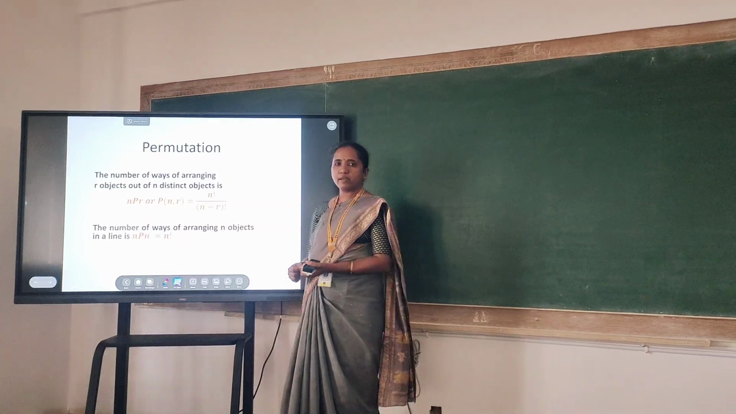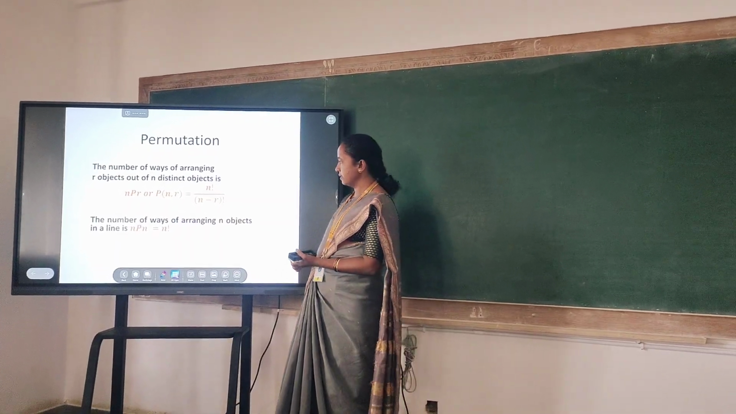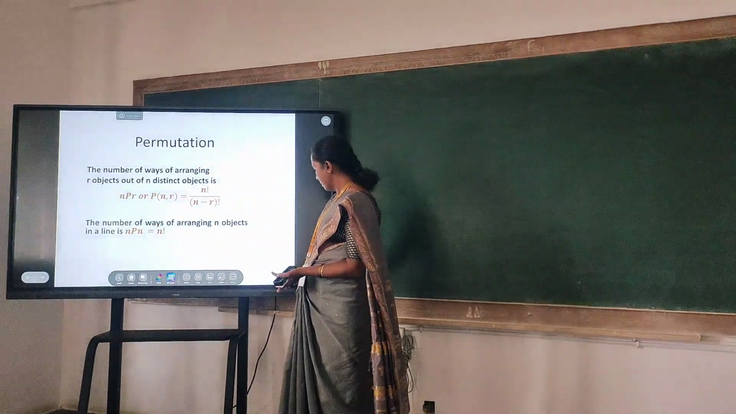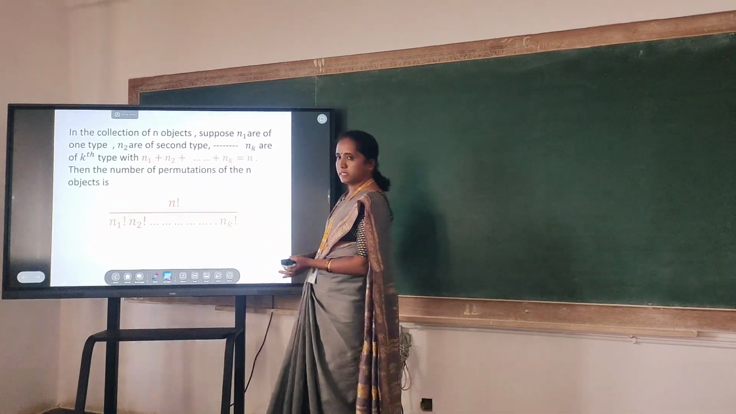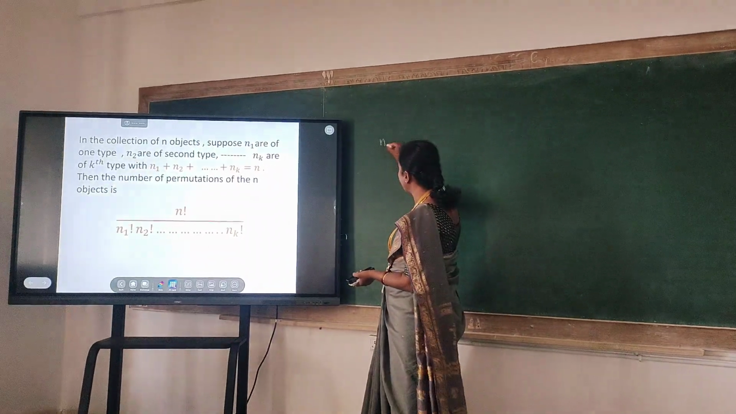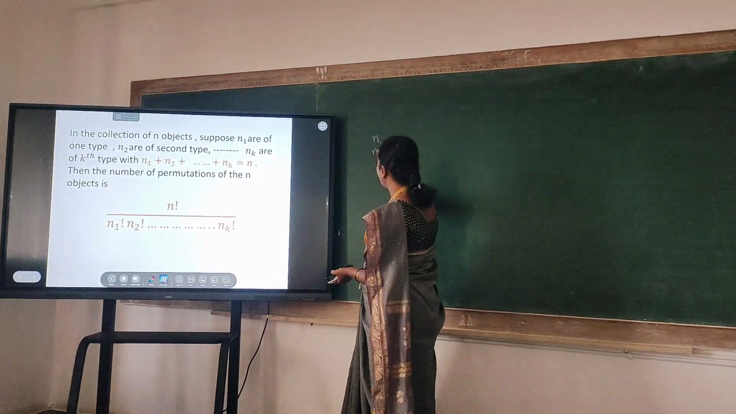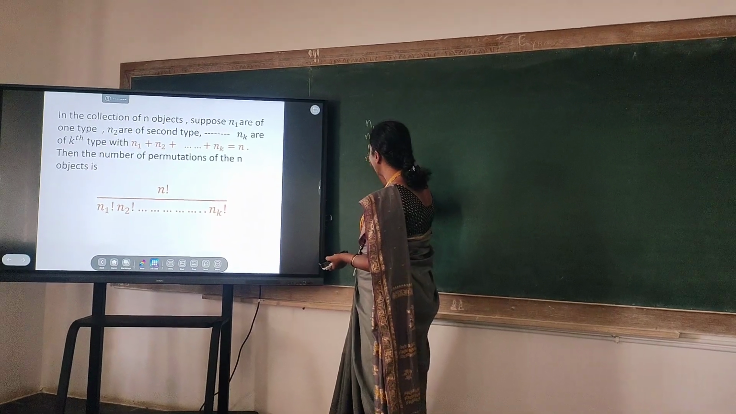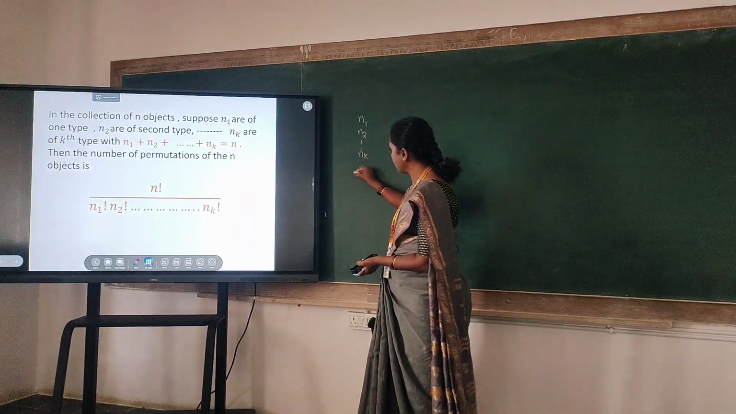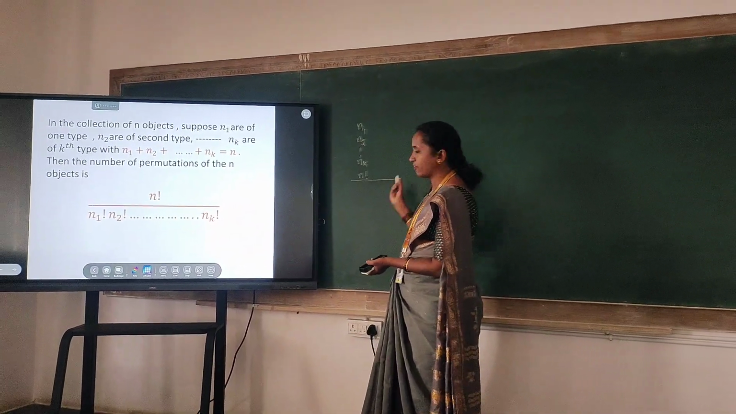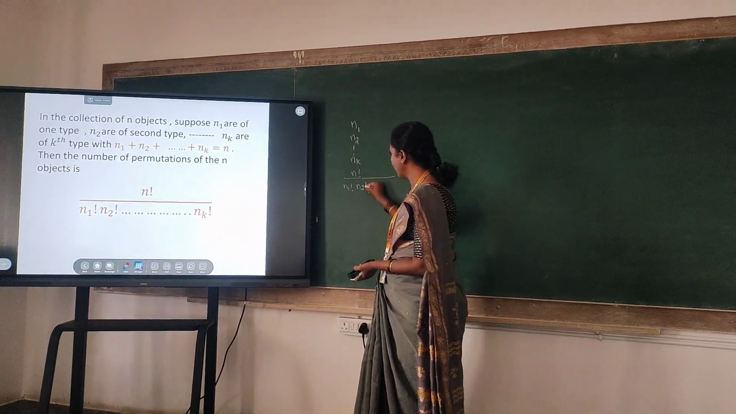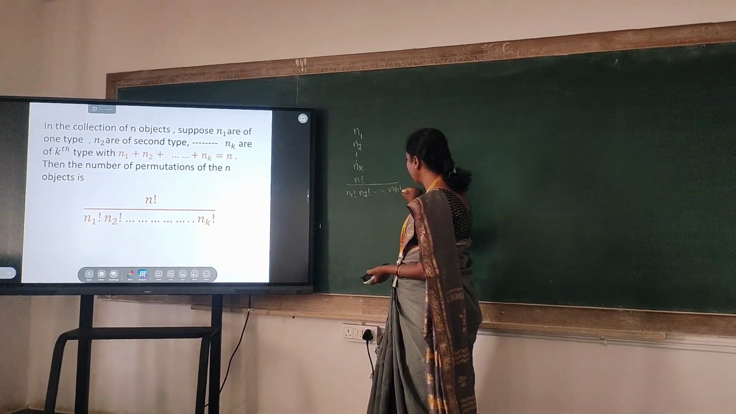And suppose we wish to arrange all n different objects in a line, the number of such arrangements is denoted as nPn, and it is given by the formula n factorial. Suppose there are n objects, out of which n1 objects are of one type, n2 objects are of the second type, etc., and nk objects are of the kth type. Then the number of ways of arranging such objects is given by the formula n factorial divided by n1 factorial, n2 factorial, etc., nk factorial.